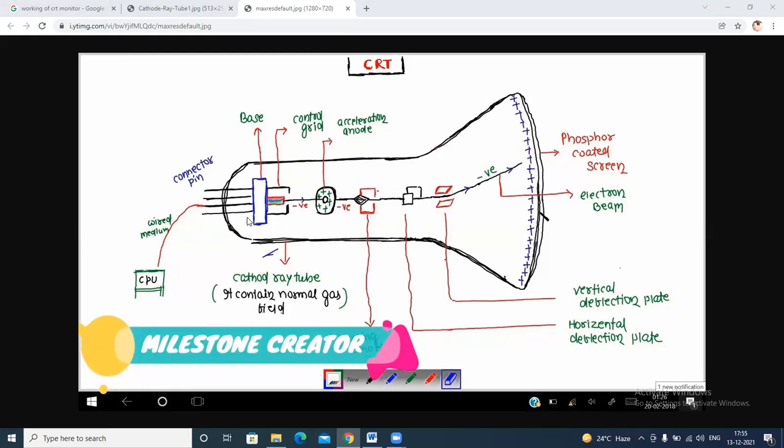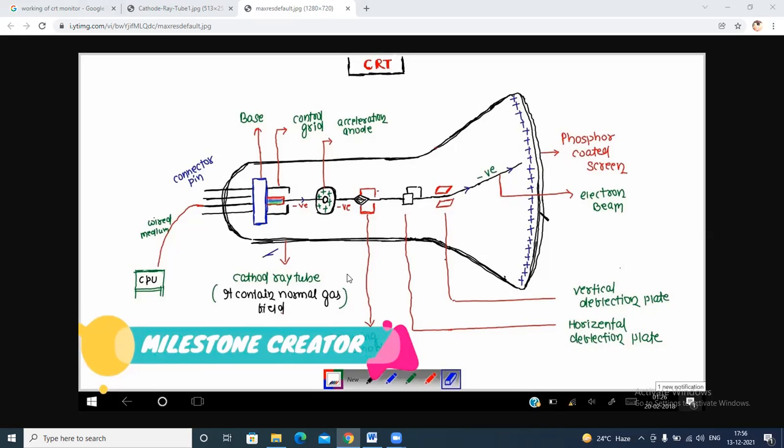The cathode ray tube is wired from the CPU. Connector pin. This is for computers, as they are showing. Negative base, control grid, accelerator anode. This is the phosphorus coated screen. These are the electron beams. They strike on it. These are all positively charged, and the negative comes in and strikes. The vertical deflection, the horizontal deflection, the cathode ray tube.